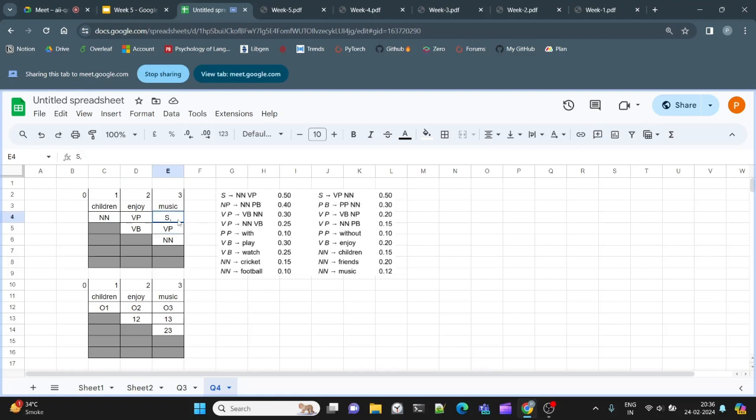VB NN. So I get two possible ways of forming the parse tree. So basically, it's found in the grammar only we consider, right? Correct. If this rule, S to VP, VP NN, was not there, then there would be only one valid one, which was the first parse tree.